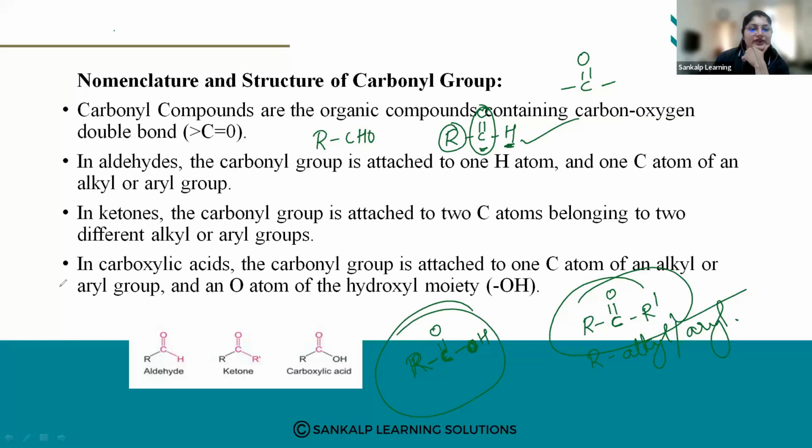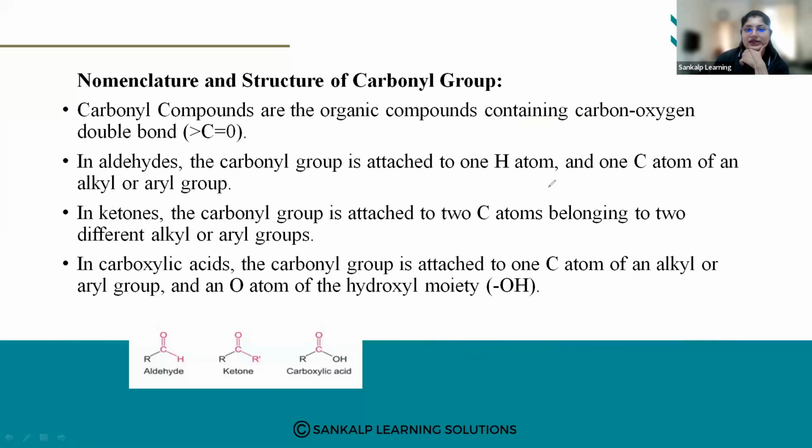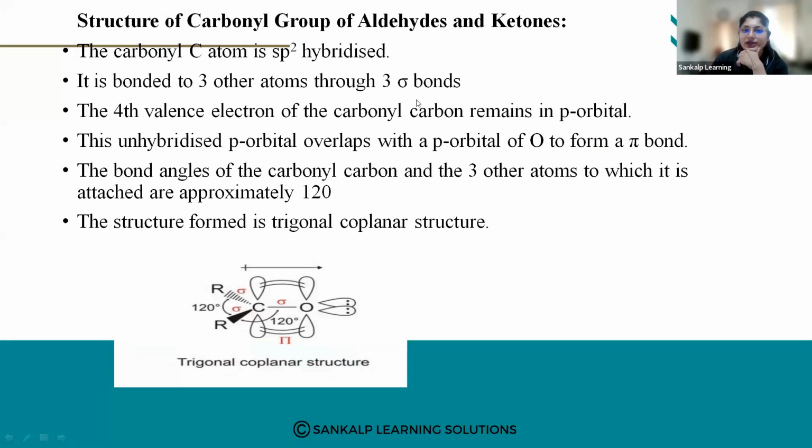So we discussed this in the last class. Then we saw the structure of carbonyl compounds in the case of aldehydes and ketones. It is a trigonal planar, coplanar structure, wherein there are three sigma bonds formed, and the fourth unhybridized electron of the carbonyl carbon will be in the p orbital.